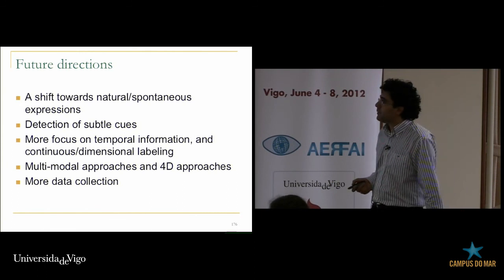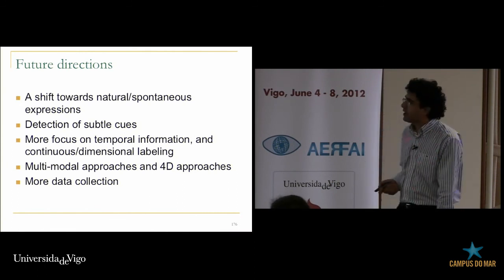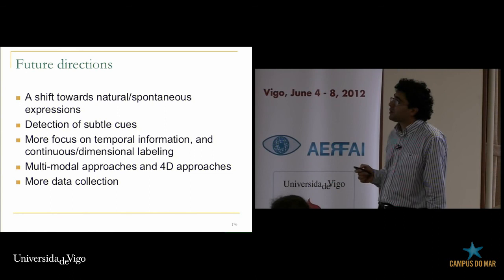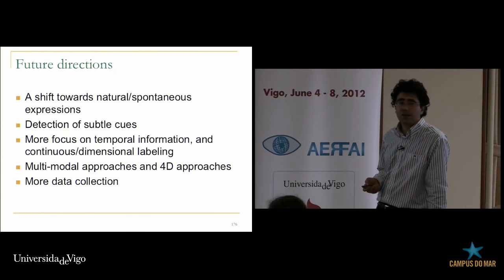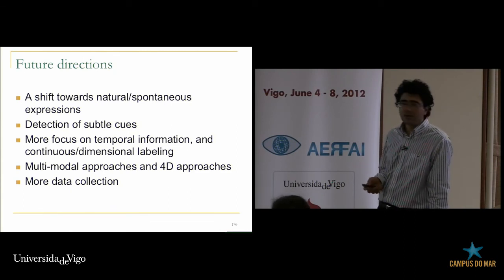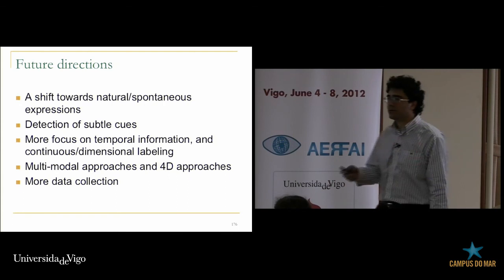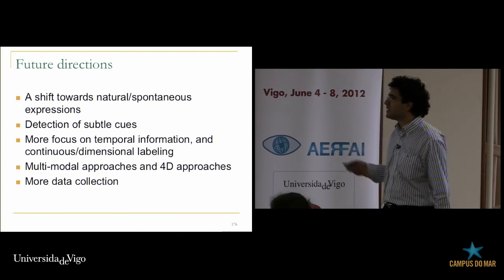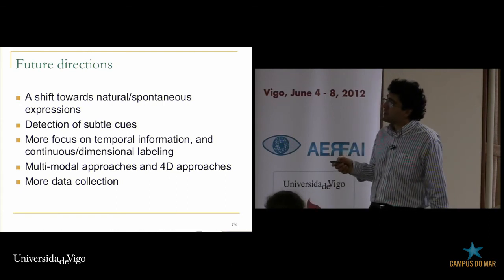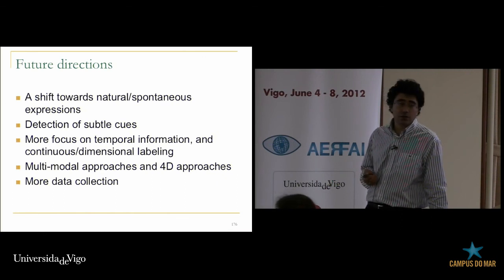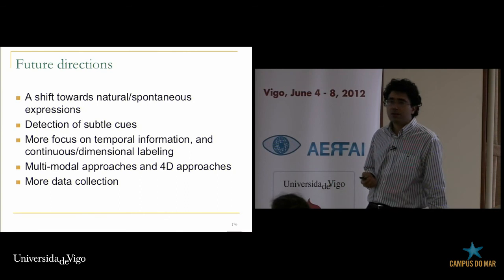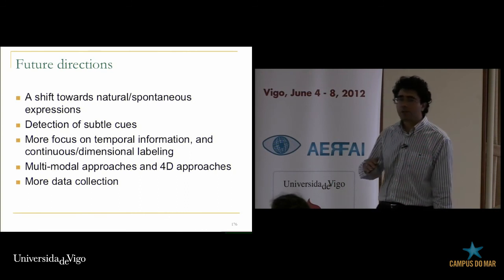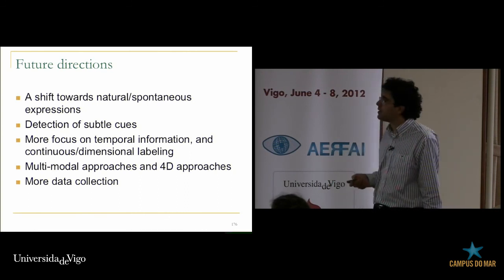So, future directions, and this is my last slide. There is a shift towards natural and spontaneous expressions, and people are really trying hard to acquire data sets. They travel to the Olympics, not just because of that. Matsumoto is himself a judo fan, but detection of subtle cues is very difficult. Separating a sarcastic smile from a normal smile is at the moment beyond our abilities.